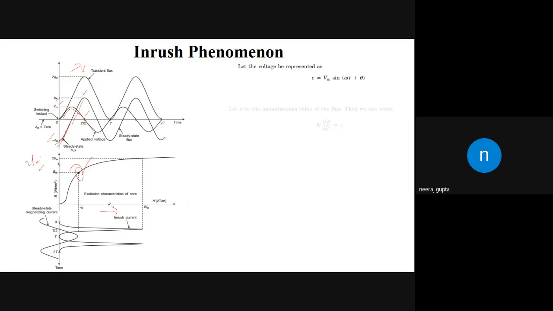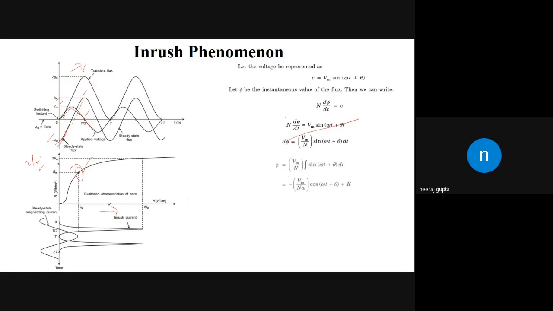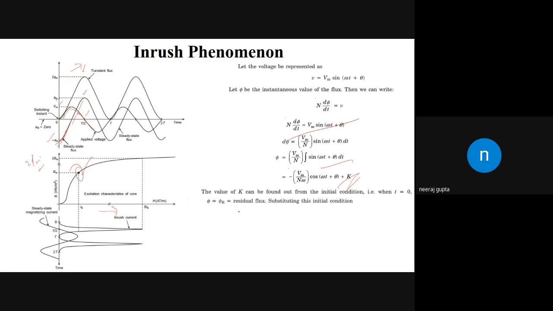So let us suppose the voltage is represented by this, and phi is the instantaneous value of the flux. Then we equate these two values, and finally we get the final value of the flux. The value of k can be obtained by the initial condition, that is, at t equals 0, phi equals phi r, the residual flux. If we substitute these values, finally we get the value of k as this.